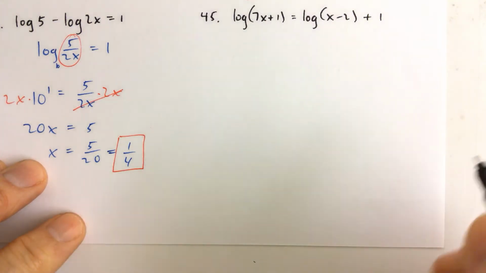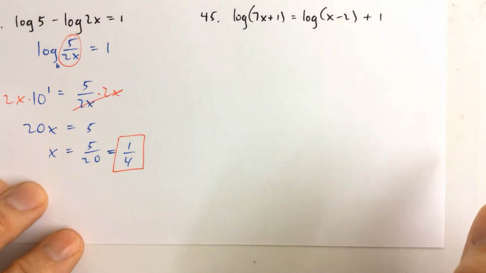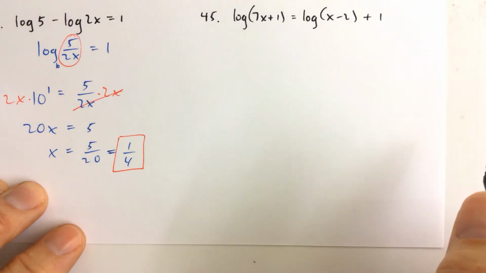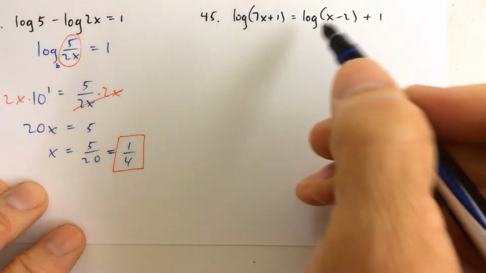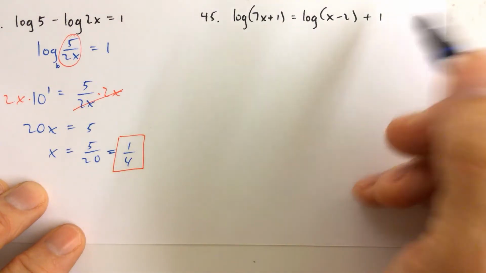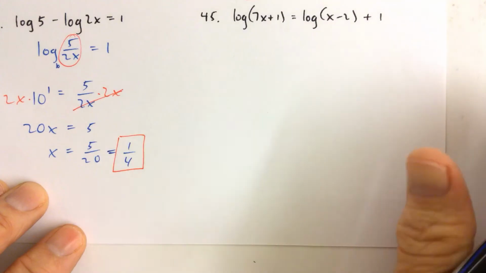Now for number 45, this is a little bit tricky because you have to really identify what kind of equation you have. If you have an equation like this where there's a log and a number, that means you have to get all the logs on one side and the numbers on the other side.